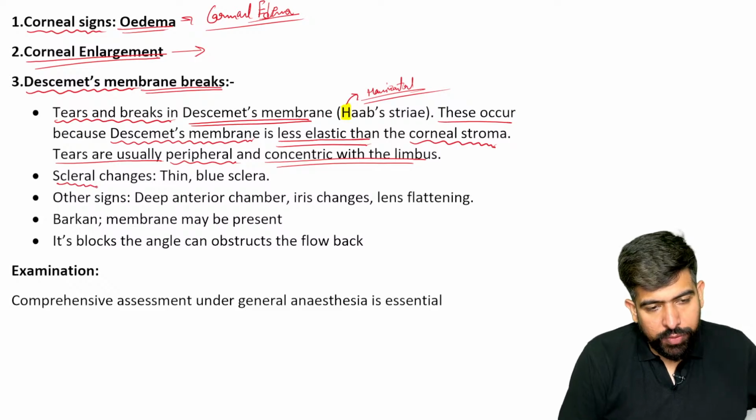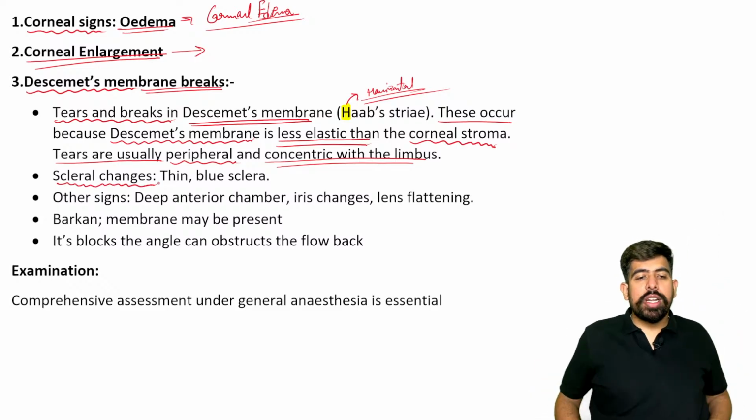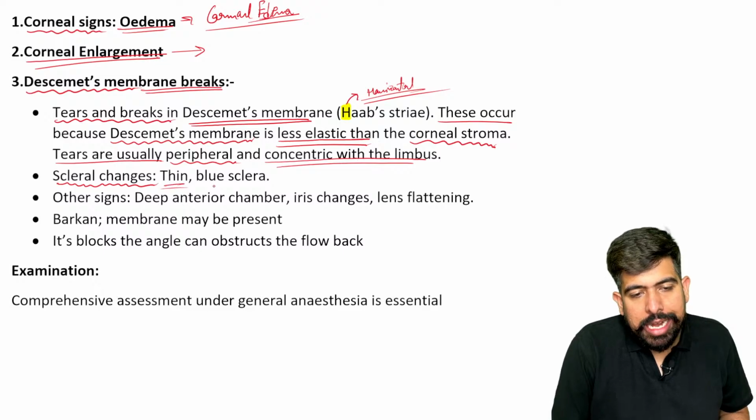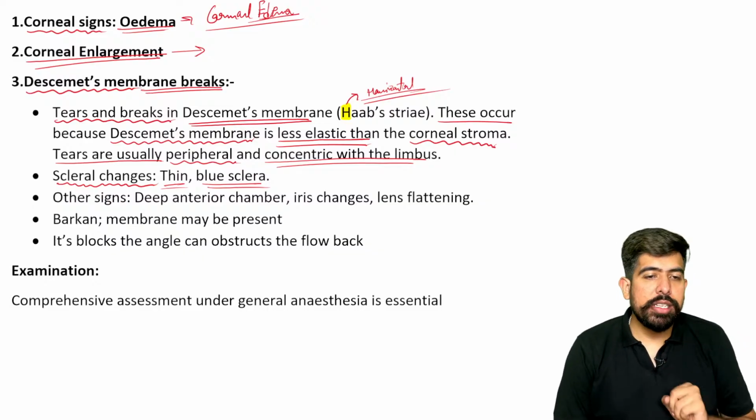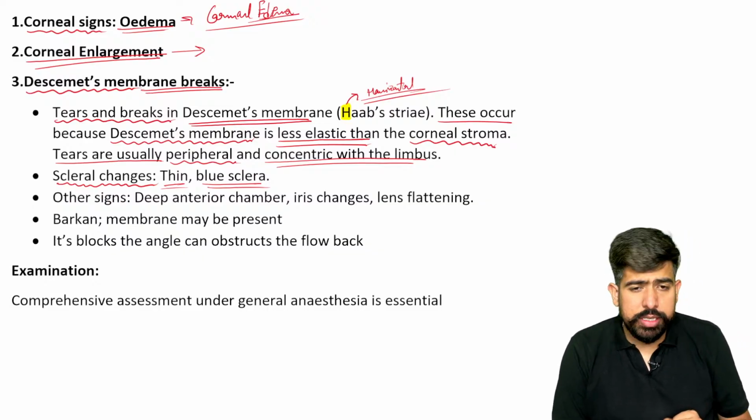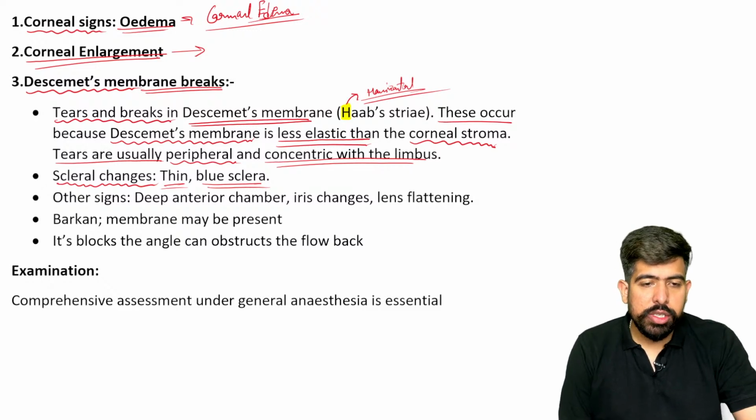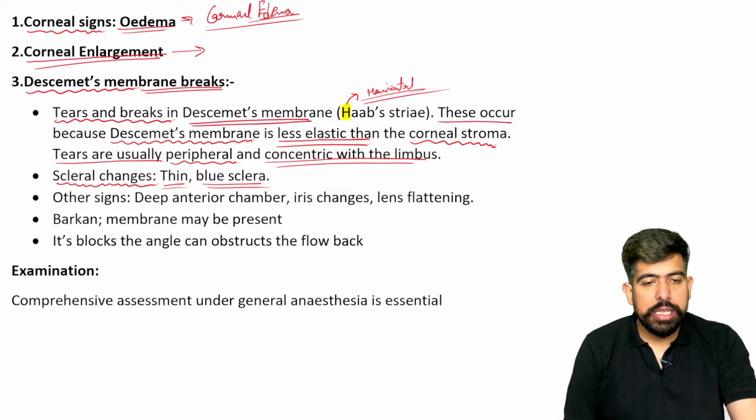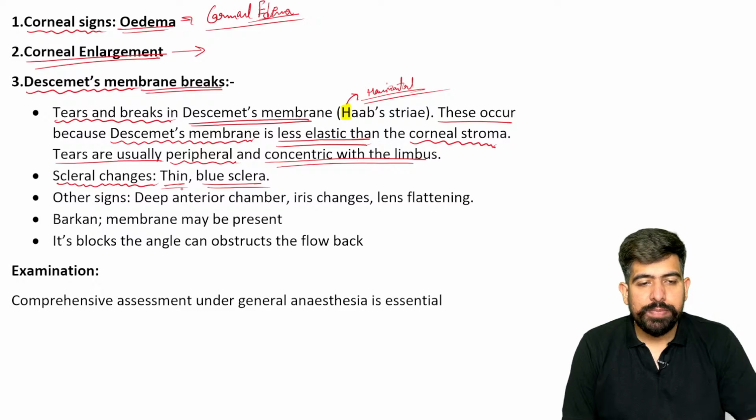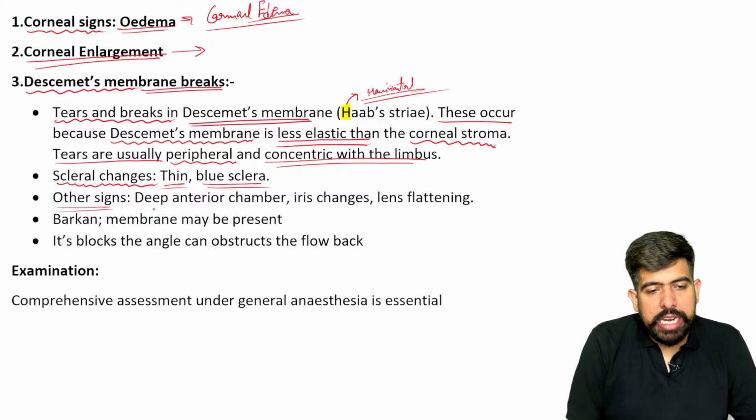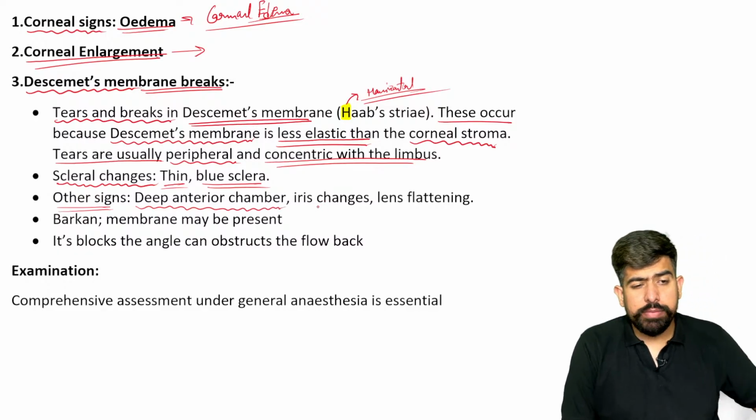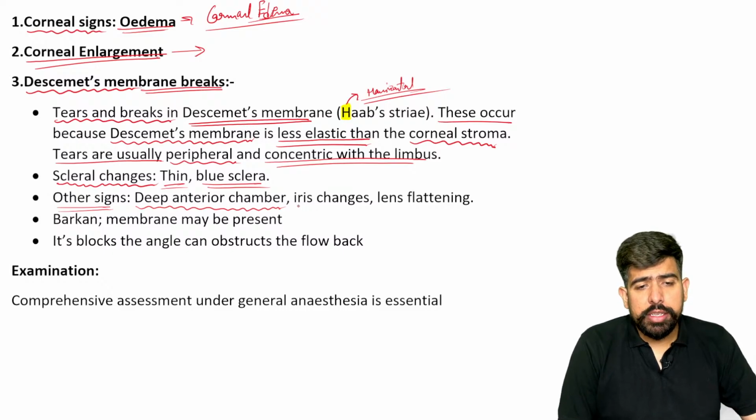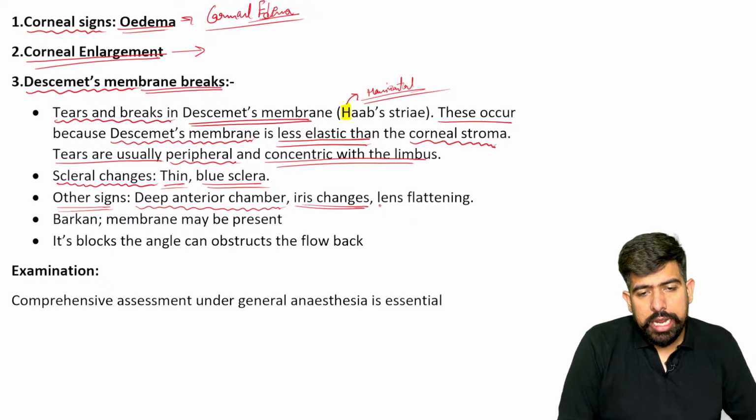Now, scleral changes. Of course, scleral changes will also be seen in this. What kind of scleral changes? The sclera will get thin and blue. I hope you remember from your pediatrics knowledge that blue sclera is also seen in osteogenesis imperfecta. This is the blue sclera. Blue sclera can also be seen in congenital glaucoma. Now, the other signs: there is a deep anterior chamber due to the enlargement of the cornea, and iris changes will be seen, and lens flattening.